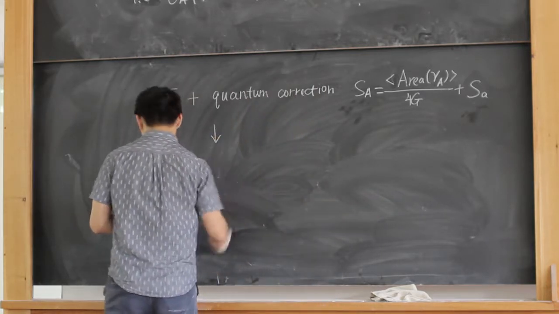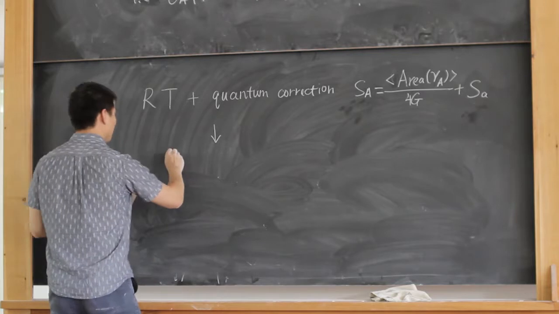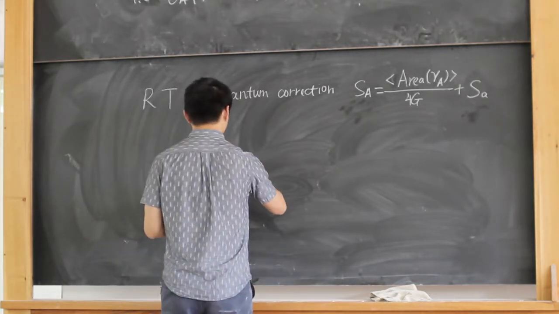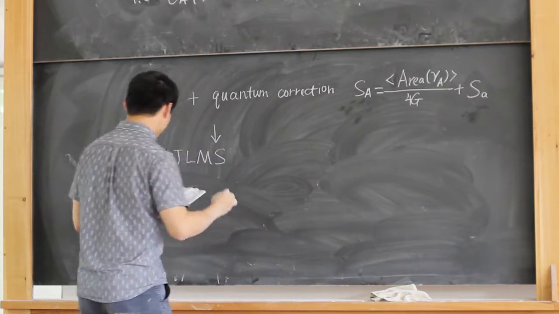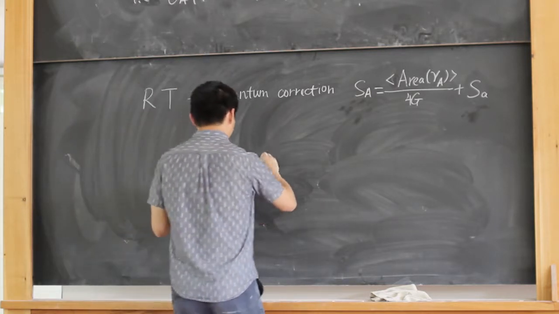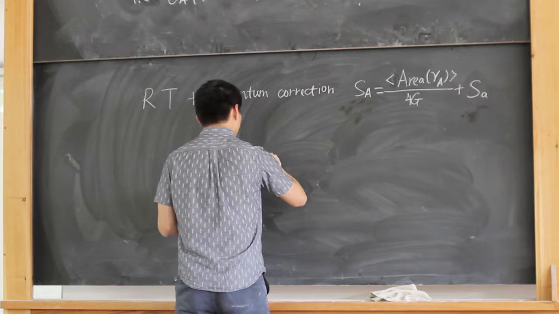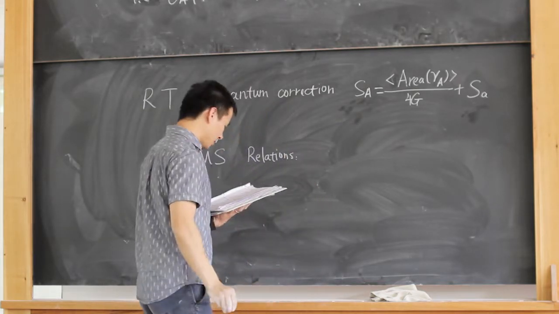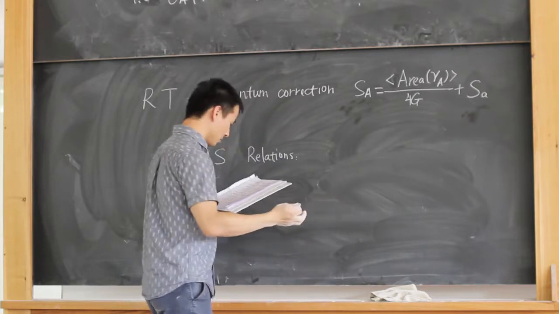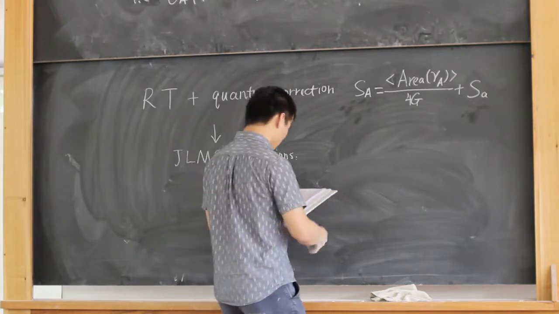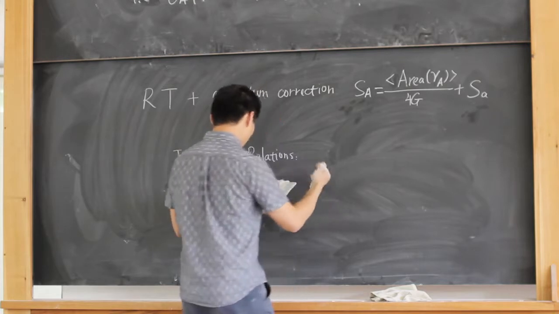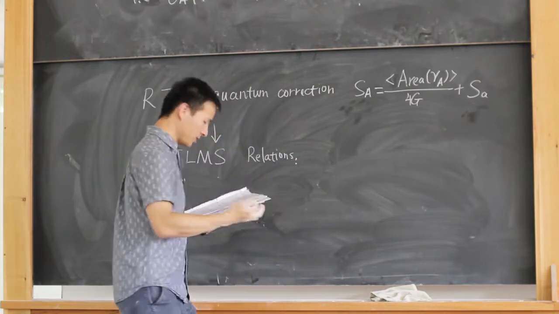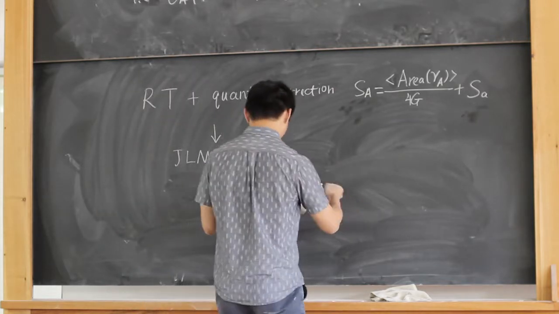So what happened is, from this, we can derive what Tom has told us about the JLMS relation, named after Jafferis, Lewkowycz, Maldacena, and Suh. And in fact, there are two relations. The first one is the relation about the modular Hamiltonian. I'm going to write down a slightly different version of it, a single-sided version instead of involving the full modular Hamiltonian.